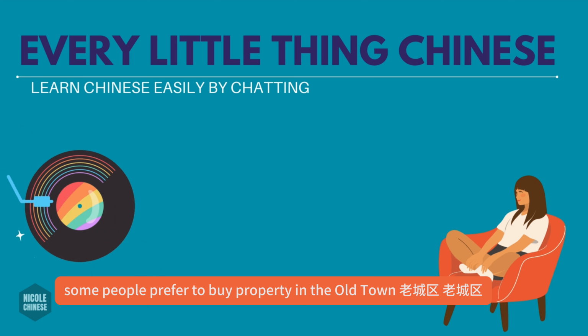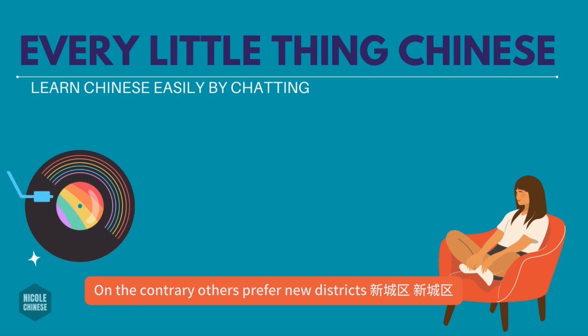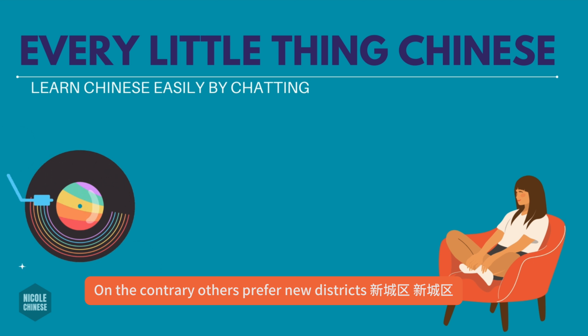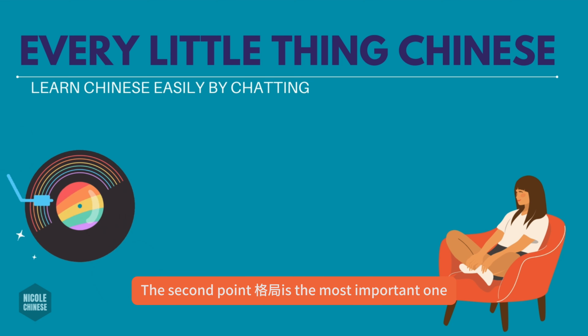Some people prefer to buy property in the old town. 老城区. On the contrary, others prefer new districts. 新城区. The second point, 格局, is the most important one.